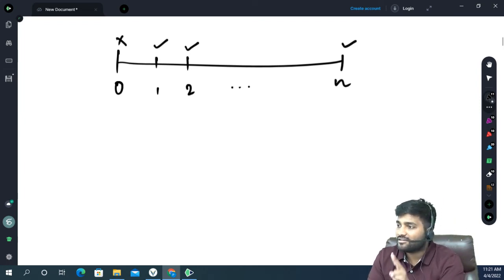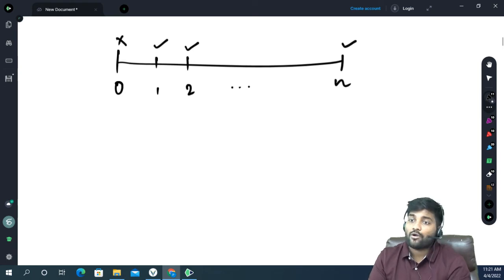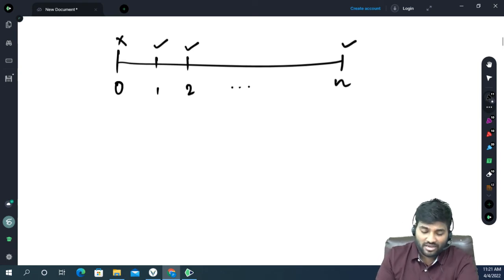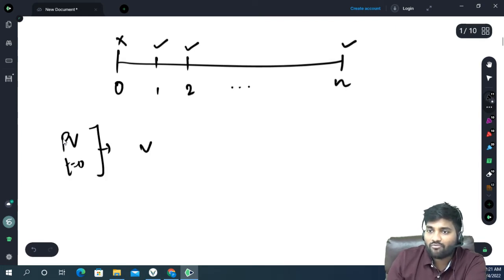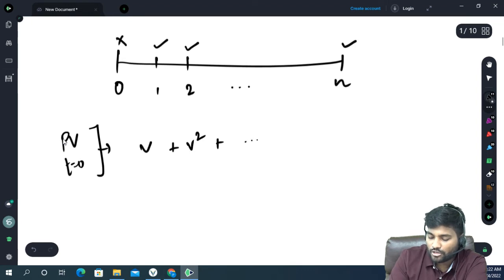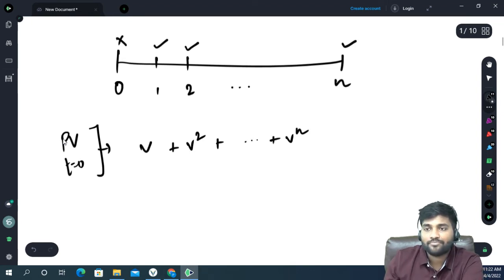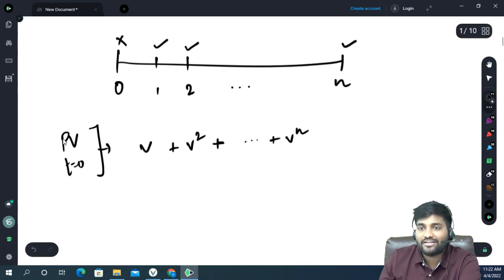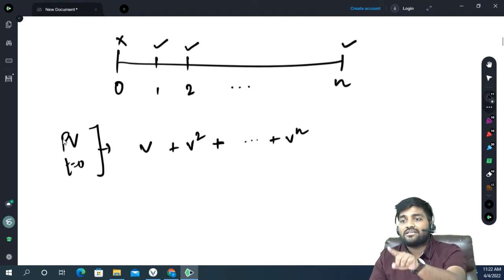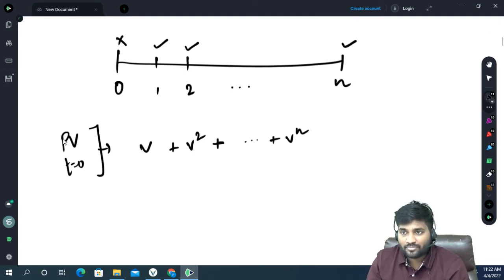What is the discount factor for 2 years? V square. Discount factor for 3 years? V cube. So we can write present value at time 0 is: 1 into V is V, plus 1 into V square is V square, plus ... plus V to the power n. This is the present value. V plus V square plus V cube plus ... V to the power n. The last payment will be discounted for n years.